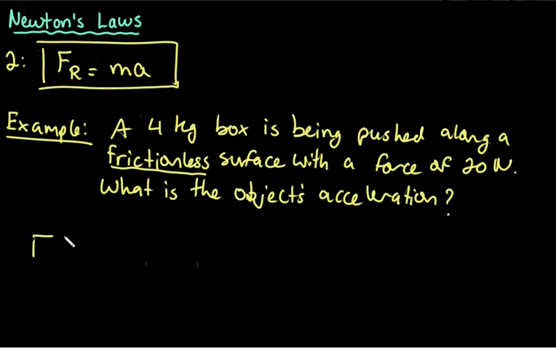So draw our free body diagram of our box on a frictionless surface. We are assuming that it's being pushed to the right, so we have our force applied. There's no friction, so we don't have to worry about friction.